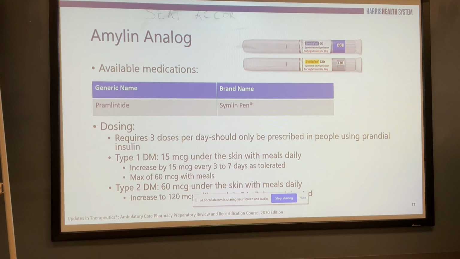So the cool thing about the Symlin product is that it can be used to manage both type 1 and type 2 diabetes. It's used for both, because a lot of people think that people living with type 1 diabetes can only use insulin, but it's not true. We do have another option available to them.